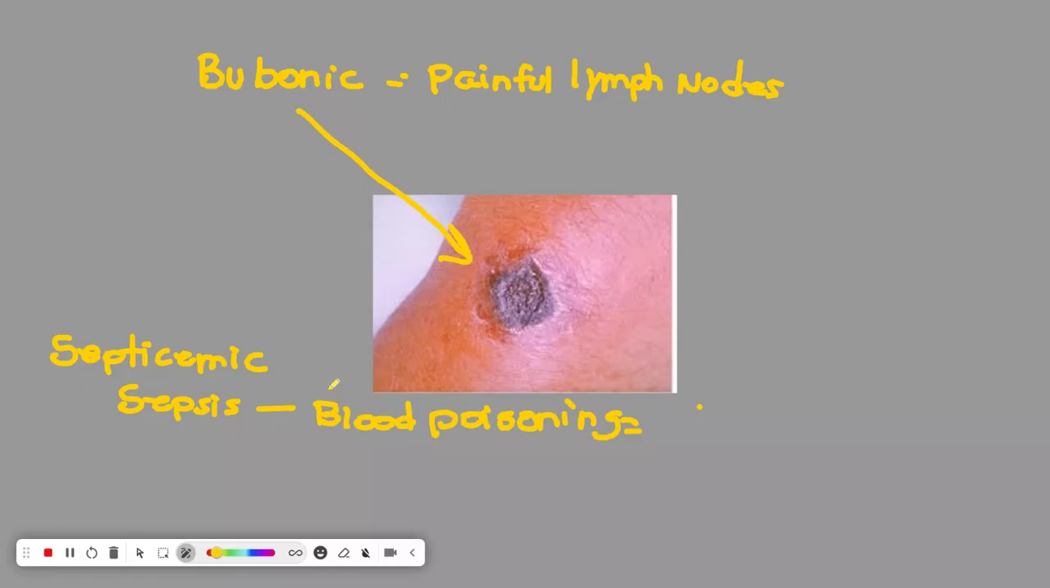And with septicemic plague, again, the same symptoms, fevers and chills. You usually have shock sometimes because of the sepsis, which could lead to internal bleeding, bruising, and death. And then the other one is pneumonic. Again, all three of these are the Black Death.